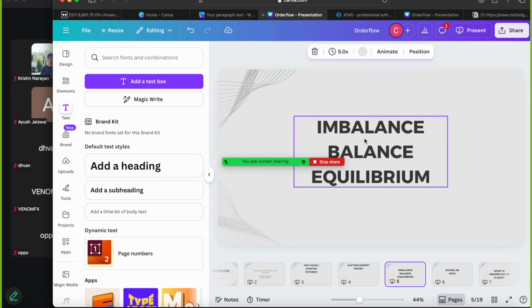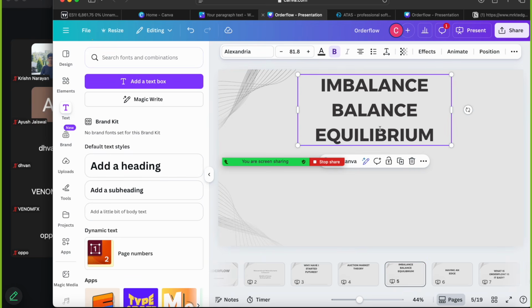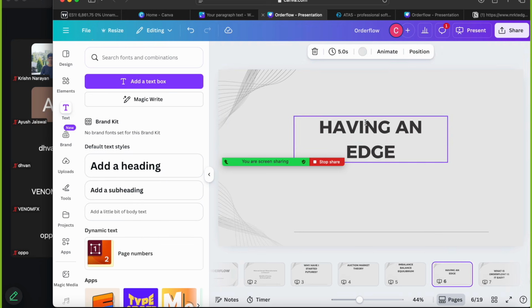Auction market theory, imbalance, balance, equilibrium. I hope you understood this. Again, when I say equilibrium, all I mean is fair value, having an edge.